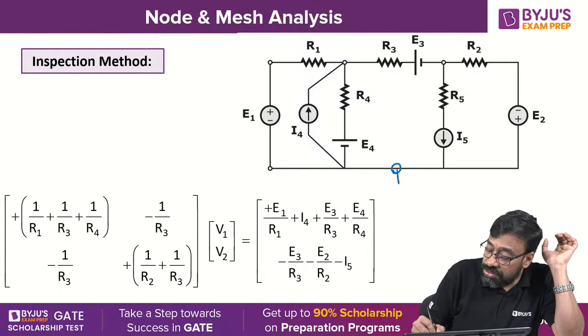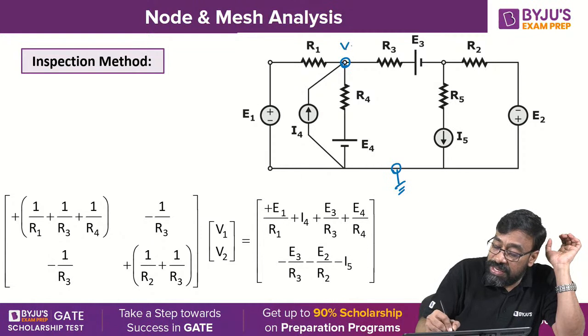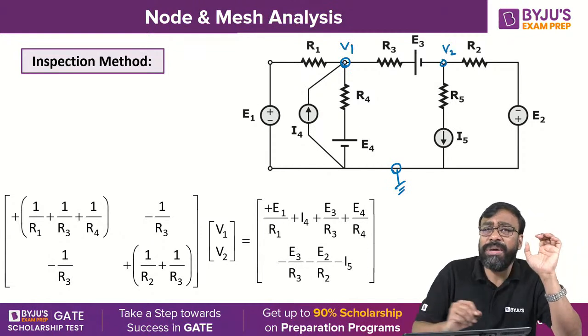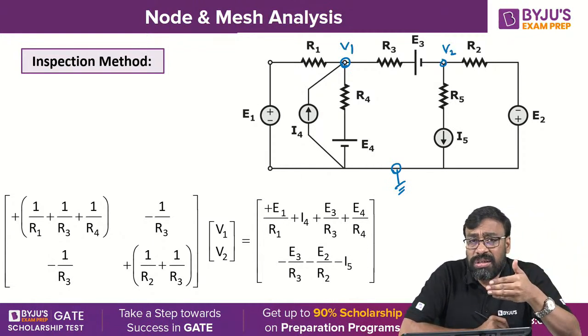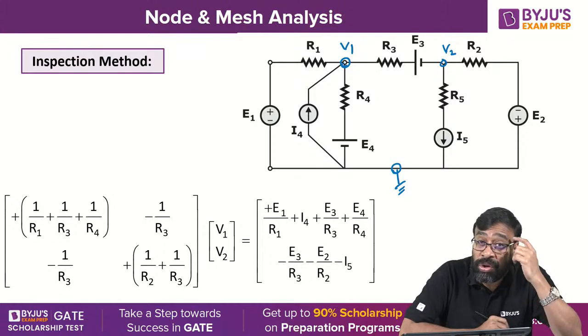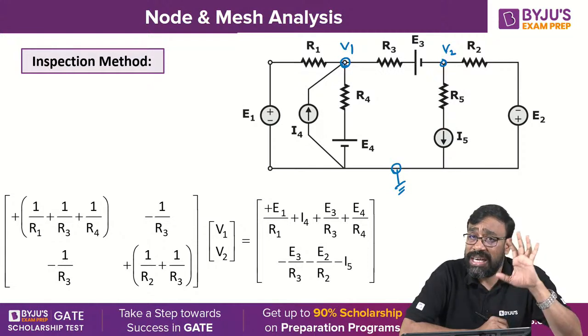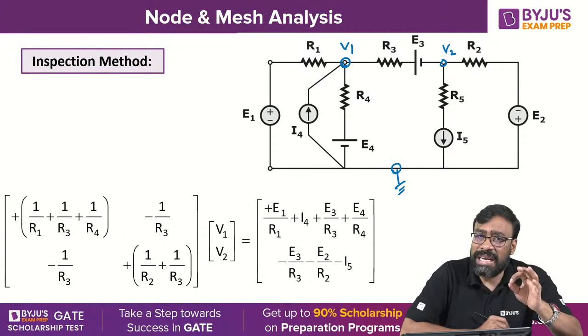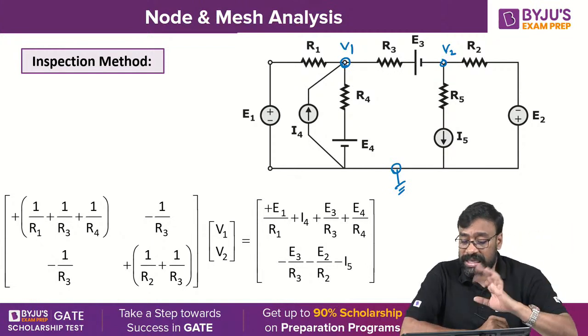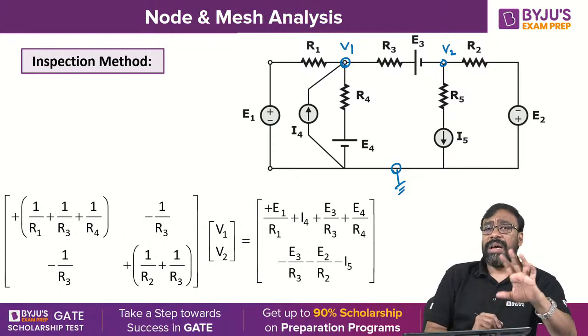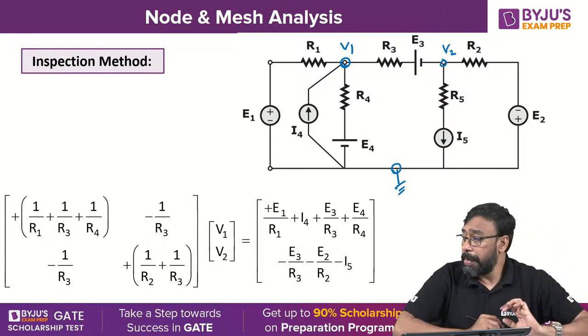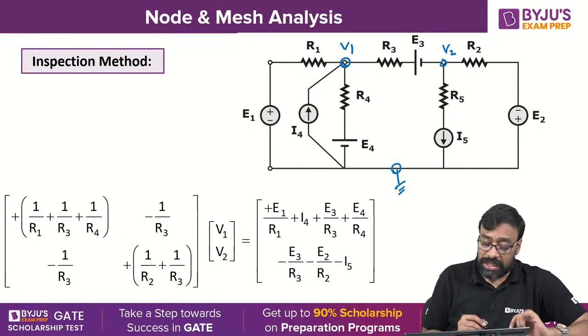This is 0. This is V1. This is V2. Inspection is nothing but the instructions, the rules which I'm giving, you must feed in your mind first. I don't know any KCL, I don't know any KVL, but I can write the matrix form directly. This method is useful in control systems also, especially when you deal with mechanical and electrical systems. Within no time, you can find the transfer function of any given mechanical or electrical system using the inspection method. Just one step after this, apply Cramer's rule and get the transfer function. Understand? Okay, look at this now.